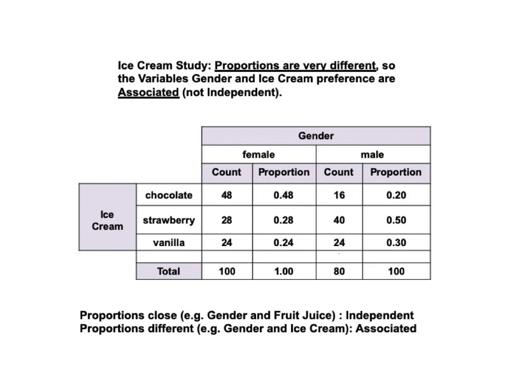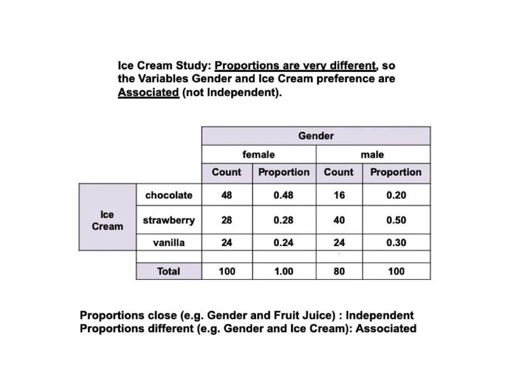Now, let's do a study of ice cream flavors. We surveyed 100 women and 80 men. You can see these numbers in the bottom row, totals. Now, one nice thing about this chi-square test is we don't have to have the same sample sizes of test subjects as we're showing here in this example.